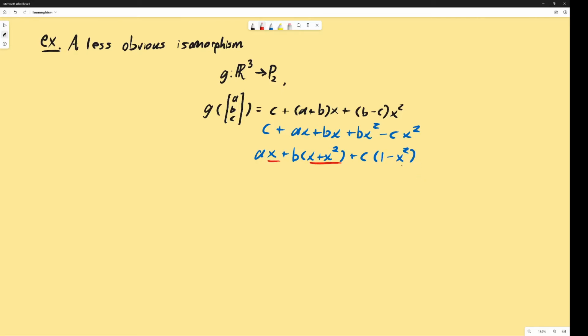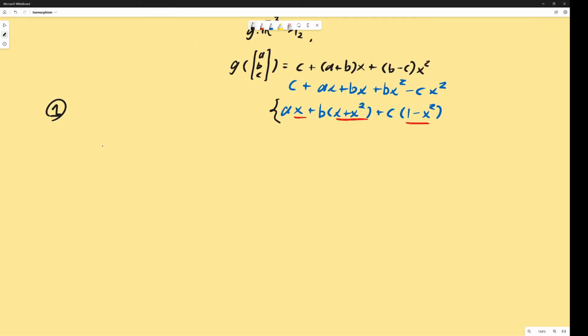So x, x plus x squared, and 1 minus x squared represent those 3 directions. Throughout our proof that G is an isomorphism, it will be more useful to consider this as the output rather than our initial output. Again, for the first step, we verify that G is a homomorphism, meaning that it preserves linear combinations from the domain in the codomain.